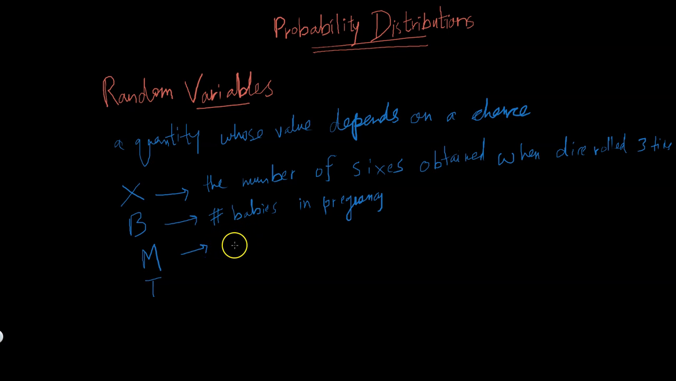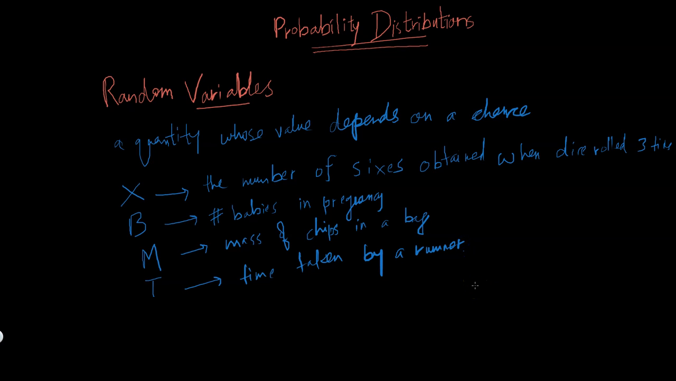What is capital M? Let's say it's the mass of chips in a pack. Mass of chips in a bag, let's say. Okay. T. So let's say T is the time taken for a runner or a sprinter to complete 100 meters. So this is time taken by a runner. All right.